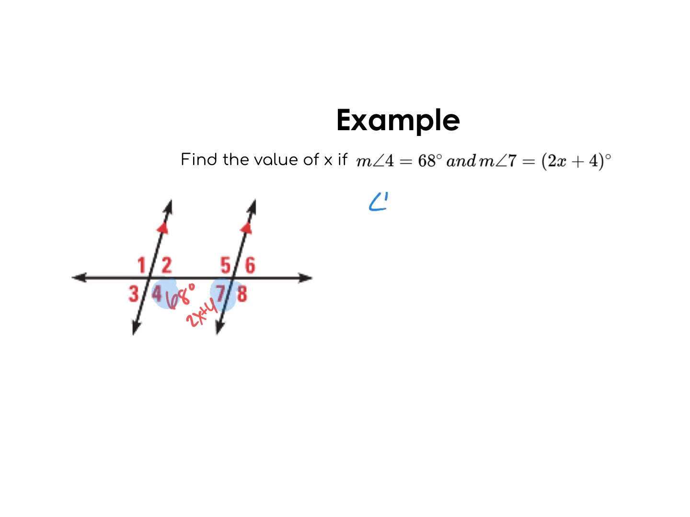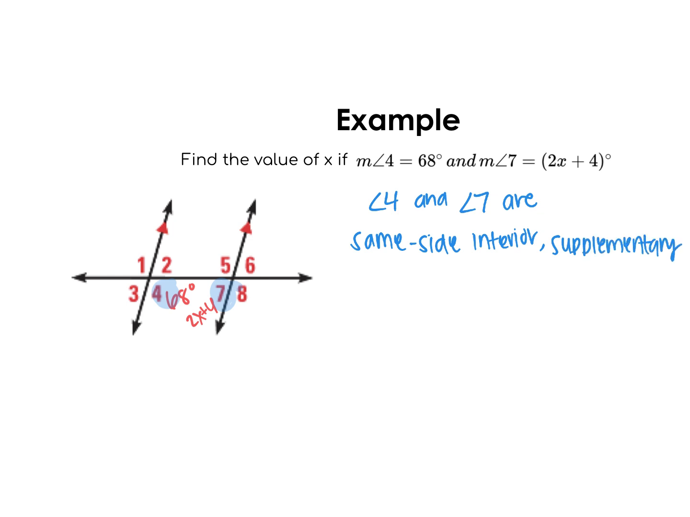And so what this tells us is that angle 4 and angle 7 are either same side interior or consecutive interior, both the same meaning. And same side interior or consecutive interior are supplementary angles. And so this is telling us that these two added together should equal 180. So what we can do is say that 68 plus 2x plus 4 is equal to 180 degrees.